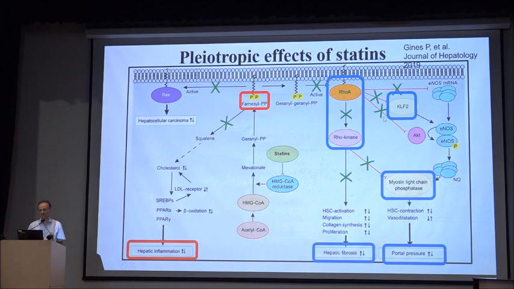And this removal of the inhibition causes increased activity of the eNOS pathway and causes increased production of nitric oxide. So statins act both on the fixed component as well as the dynamic component of the portal hypertension.